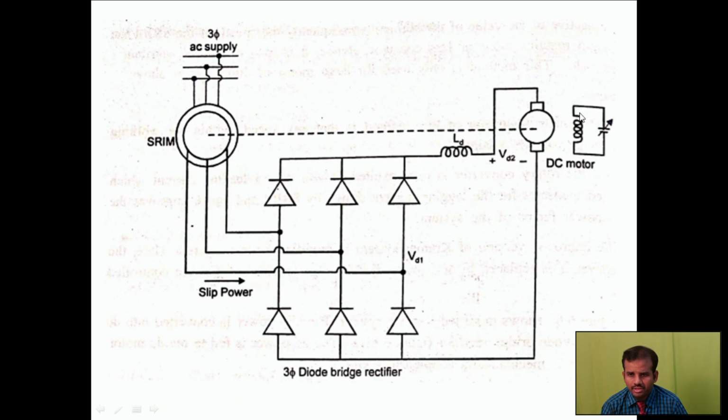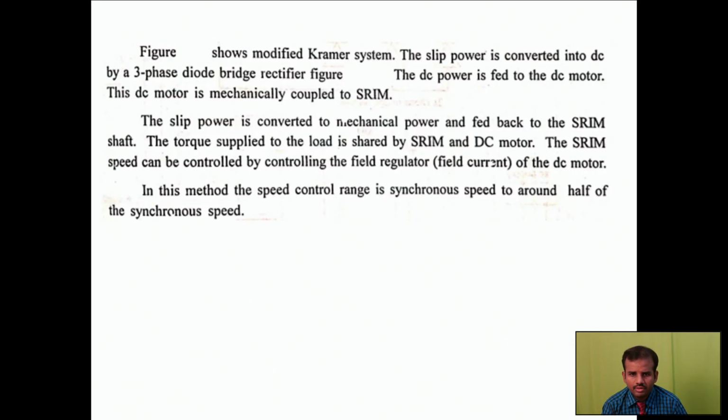And then the slip ring induction motor, and then the DC motor. Here the external supply, we have to vary this external supply to control the DC motor speed. If the DC motor speed is controlled, automatically the slip ring induction motor speed is also controlled, because the DC motor and slip ring induction motor are electrically coupled.